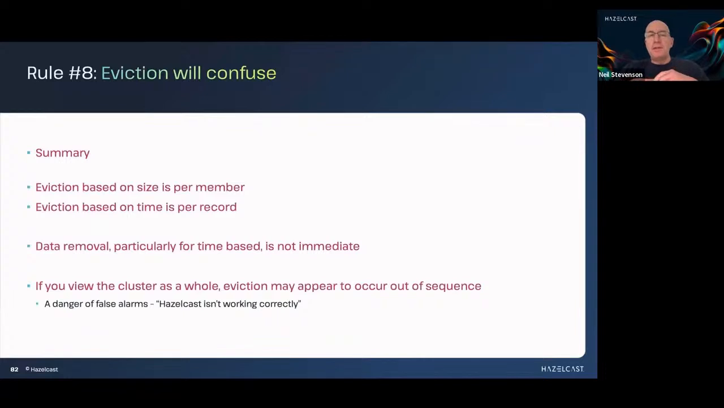So the thing to remember: eviction based on size is per member. The one that's low on space is the one that deletes the data it has, not anybody else's data. And eviction based on time is per record. You can have different expiry times on different data records, which adds further confusion. So if you look at it as a whole, it can be confusing to the end user, and that's where you get this danger of false alarms. We don't want false alarms, because people will think the system is not functioning correctly. You'll be viewed as a poor developer. It's not good, so it's important to understand this one.